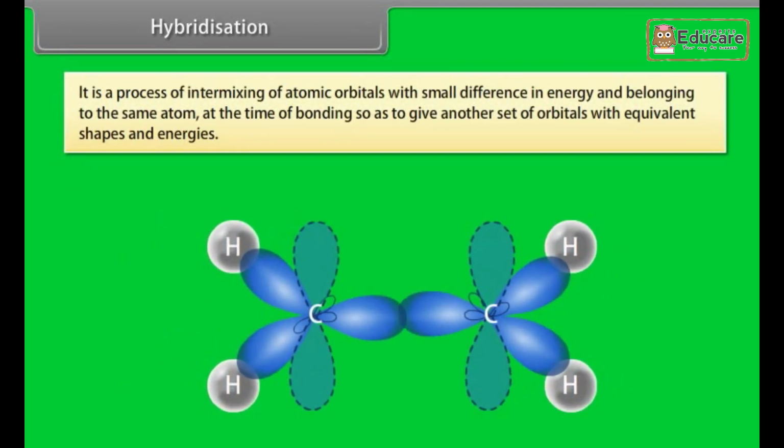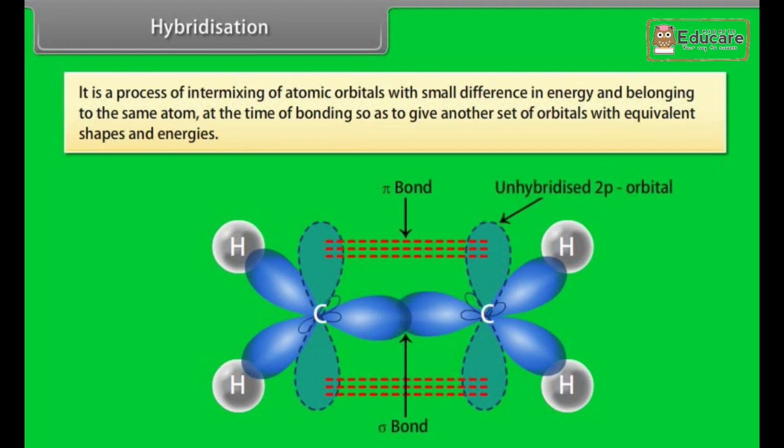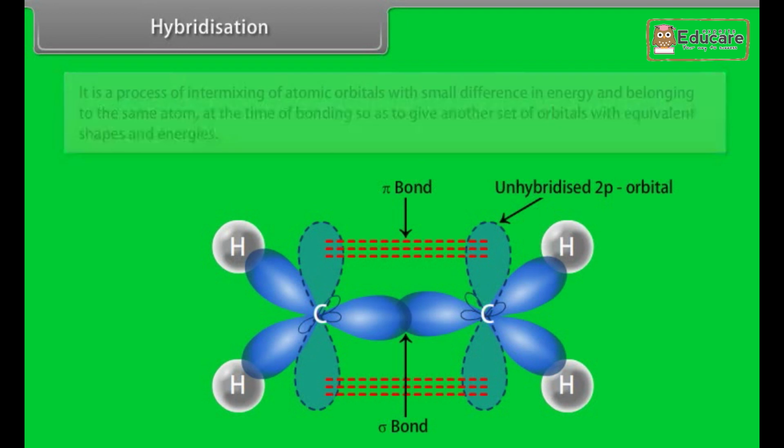Hybridization. It is a process of intermixing of atomic orbitals with small difference in energy and belonging to the same atom at the same time of bonding so as to give another set of orbitals with equivalent shapes and energies. Different types of hybridization depend upon the type of atomic orbitals which are used for intermixing.